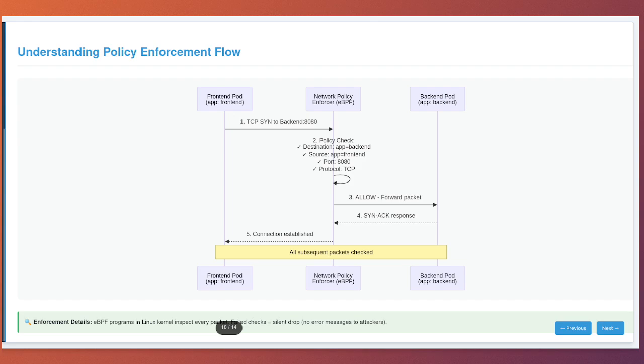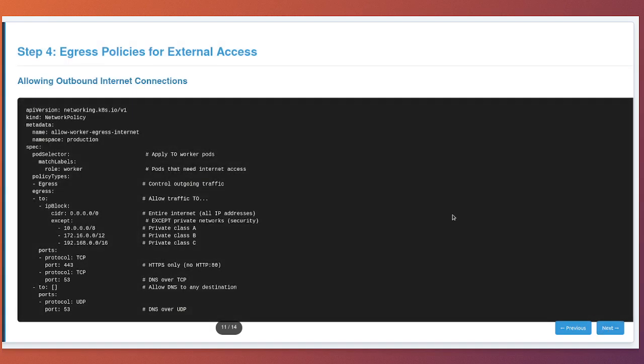If any of these checks fail, the packet is silently dropped. There's no error message sent back to the front-end pod, no log entry created for the attacker to analyze. The connection simply times out, making it very difficult for attackers to map your network topology or understand your security policies. This enforcement happens for every single network packet. It's not just a one-time check when the connection is established.